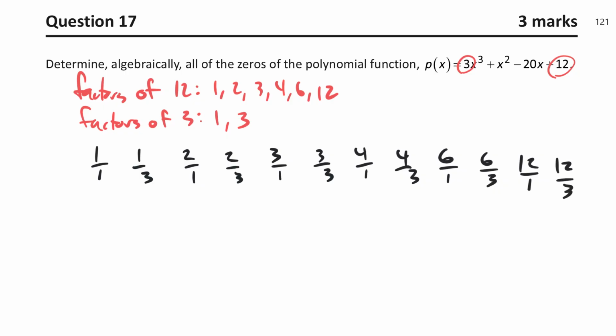Now some of these are actually going to simplify down. So for example, 12 over 3 equals 4. We've already got a 4 right here, so we can cross that one out. It's an extra. 6 over 3 is going to be 2. We've already got a 2 over here, so we can cross this one off. 3 over 3, that's going to be 1. We've already got a 1 over here, so we can cross this one off. And of course, we have to put the plus minus in front of all these. So plus minus, plus minus, plus minus. So there's a lot of different factors we've got to try.